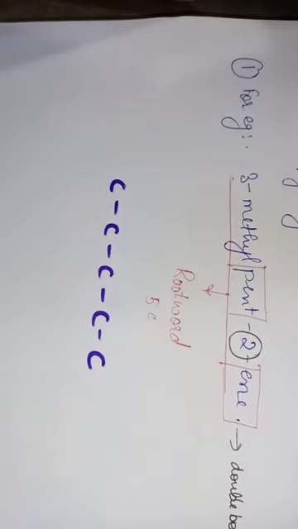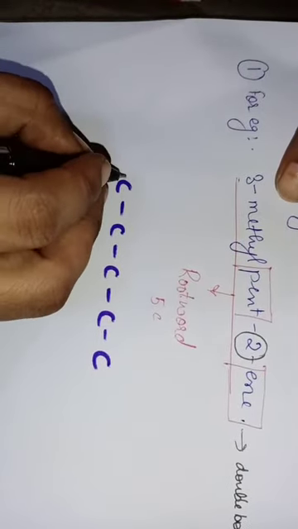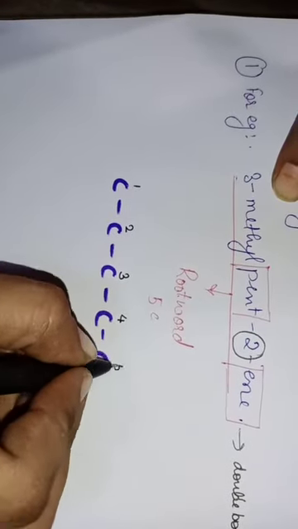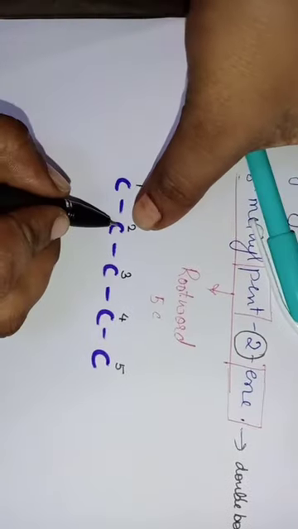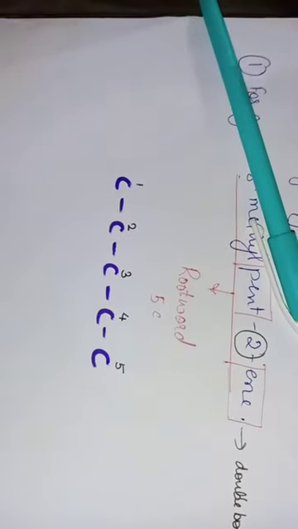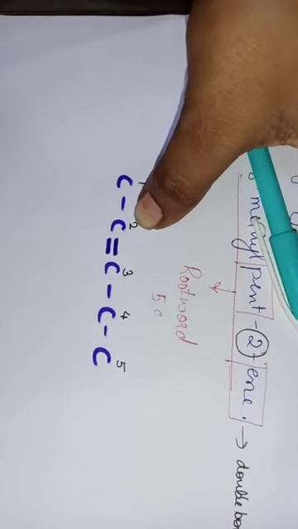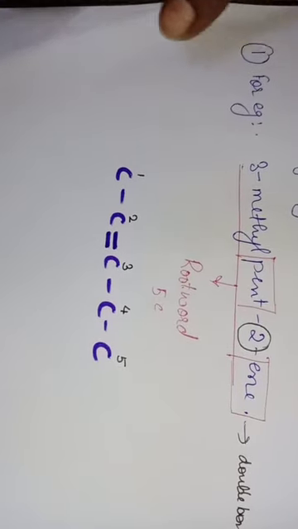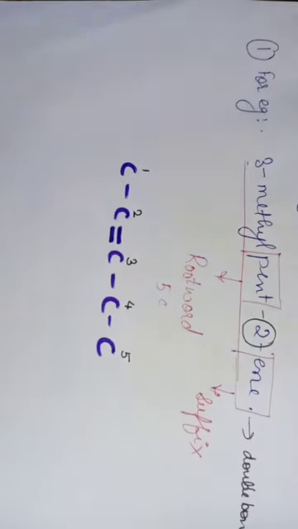You can give the numbering from any end, it depends upon you, because we are making the structure, so as I wish I am numbering from the left hand side: 1 2 3 4 5. Now there is ene on the second position, so this is my second carbon. On the second carbon I will make a double bond. So this is your suffix.